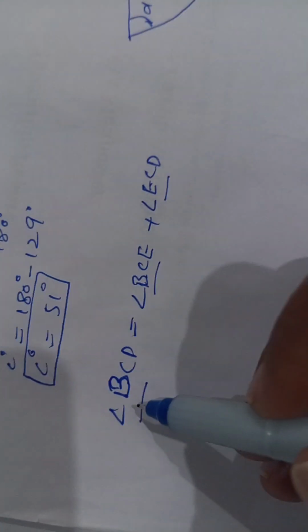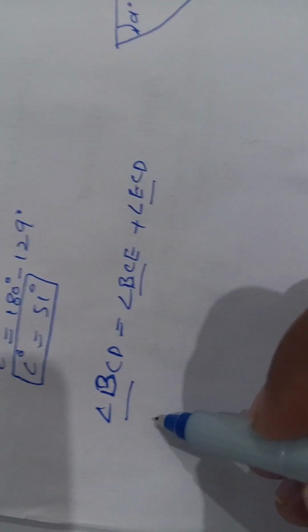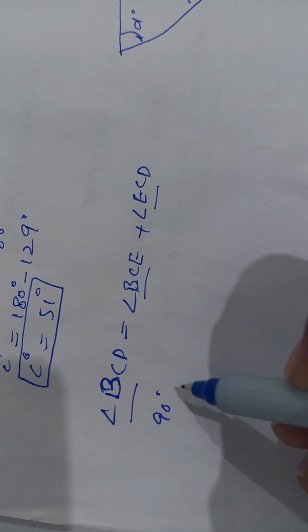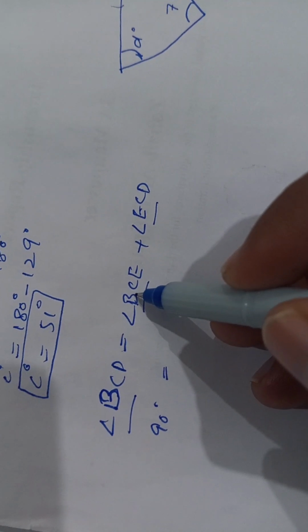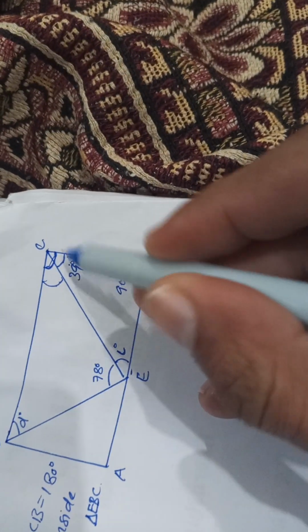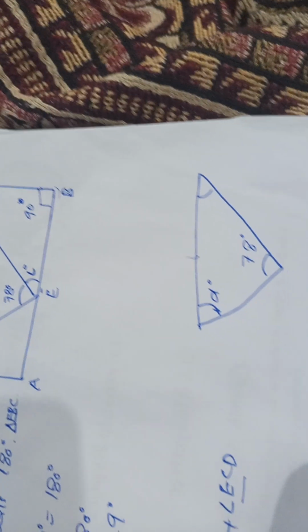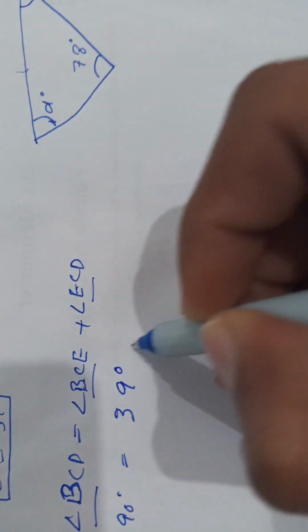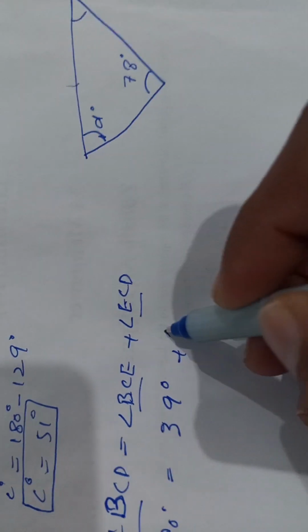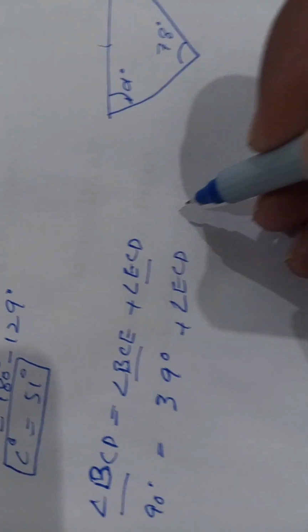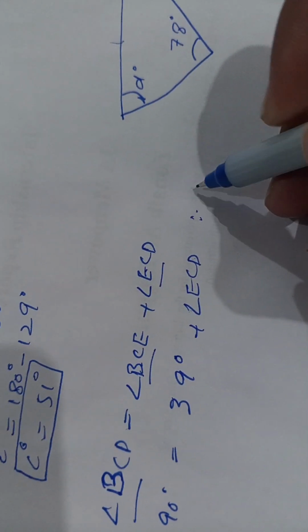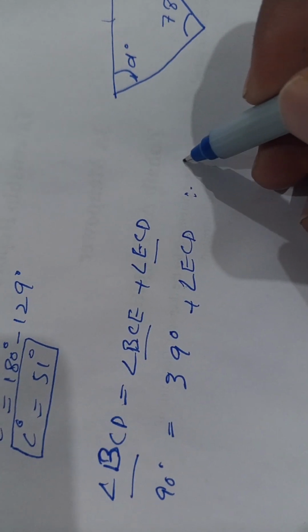So now let's move on. Angle BCD, the whole angle, right? We know its value is 90 degrees. Why? Because it's a rectangle, right? And BCE, we know its value, I think. The value of BCE is 39 degrees. Exactly, this is 39 degrees, plus angle ECD. Angle ECD will remain the same because we don't know its value, right?